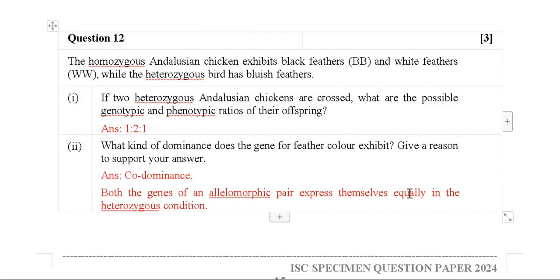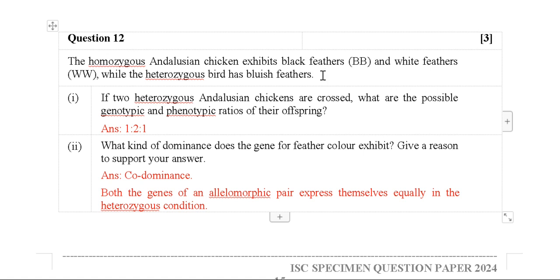Move to question number 12, the next question of section C. The homozygous Andalusian chicken exhibits black feathers, capital B, that means it is in a dominant form, and white feathers, that is WW, while the heterozygous bird has bluish feathers.